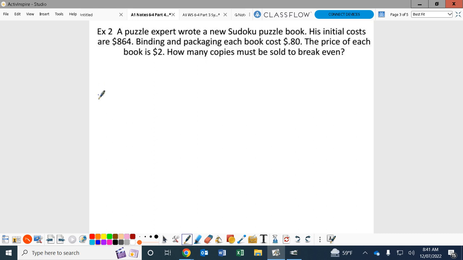So guys, anytime you see this, break even, you're looking for that basic concept. So you're starting off with X equals the number of, what is it? Number of puzzle books? And then Y, what do we write down for Y? Expense slash income.